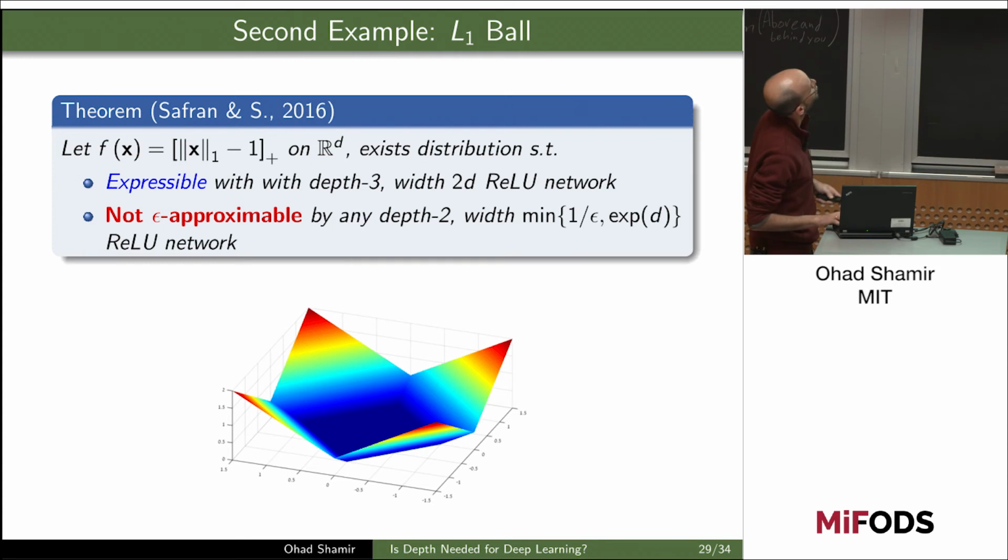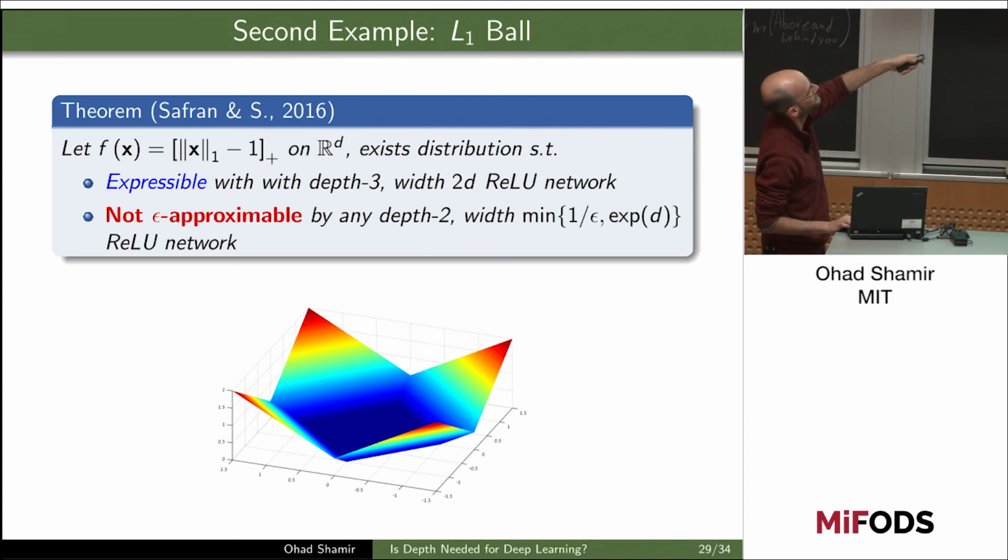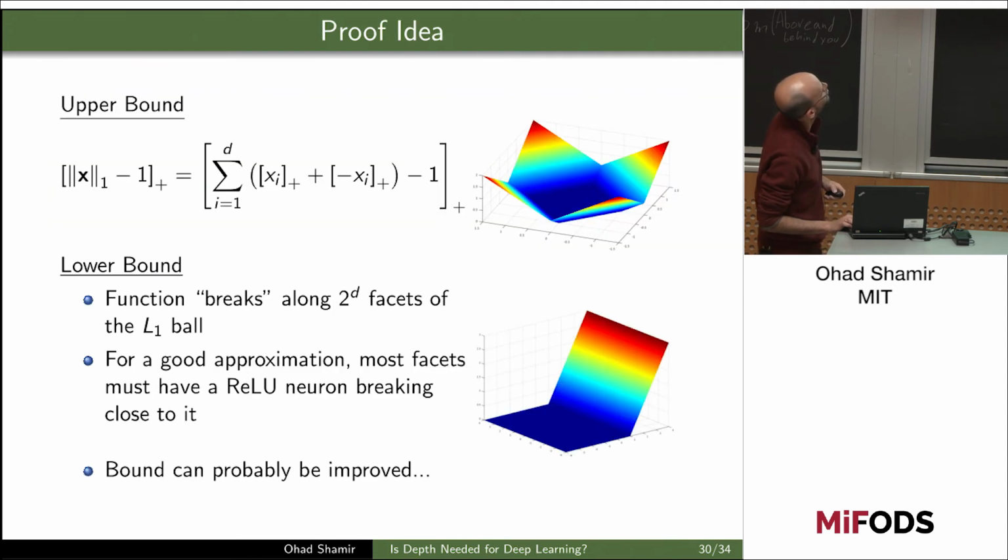And again, you can show a certain kind of depth separation: for depth 3 and small width, you can express it. And with depth 2, you can't express it unless your width is at least something like 1 over epsilon or x to the d, whatever is smaller. The proof intuition here is not by reduction. It's more like a direct geometric argument.